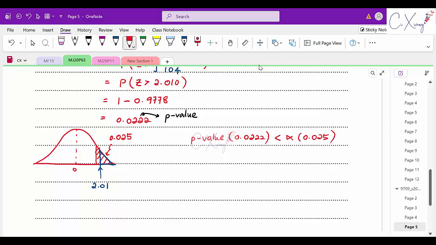Some students might feel confused when they want to make a decision using the comparison statement. So for me personally, I prefer to draw it out so that I can see it very clearly. You have a bigger rejection region compared with the p-value that we calculate, right? And if you draw it in the diagram, you can see that the value of z in the p-value actually falls under the rejection region. So if it falls under the rejection region, the conclusion should be to reject the null hypothesis.